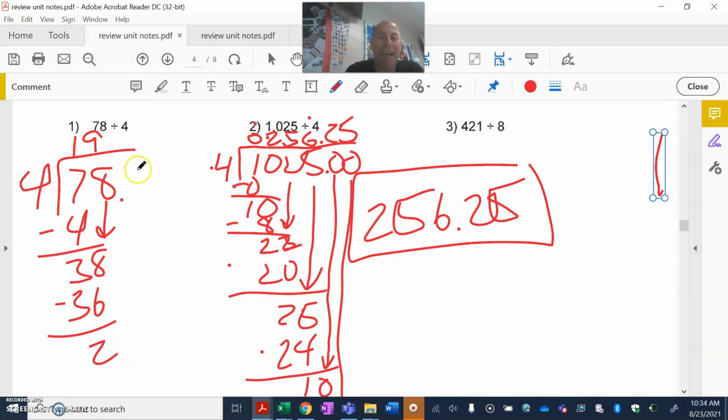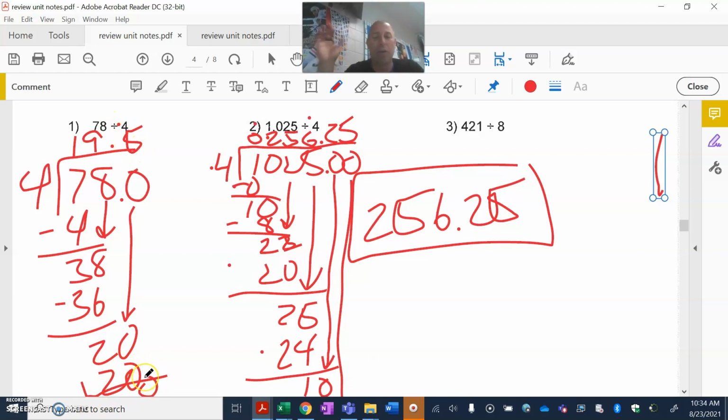Add a decimal, add your 0. I'd push your decimal up right away. I didn't do that last time, but I would suggest doing it right there. So, we bring down that 0, and once again, we smile. How many groups of 4 can you take out of 20? Exactly 5 of them. All right? Nothing left over. We're done.